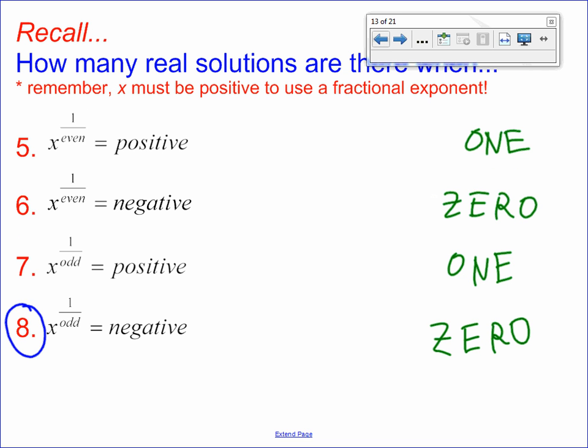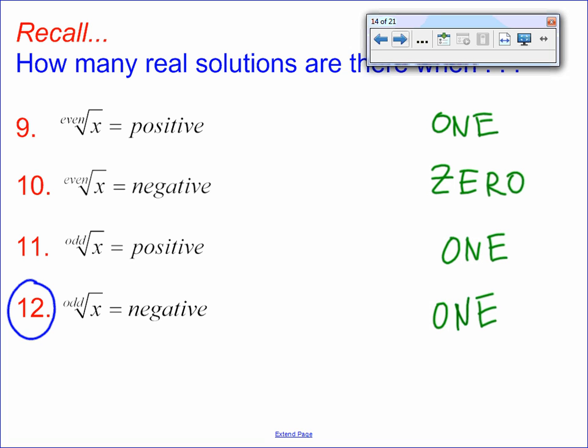It's not okay to have a negative base if we write our exponent as a fraction. It is okay to have a negative base if we have an odd index radical. Okay, so number 8 and number 12 are the big ones to pay attention to.